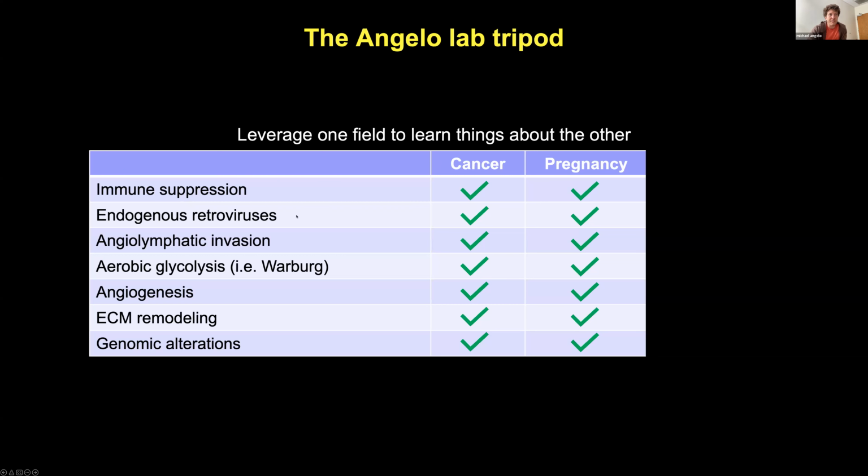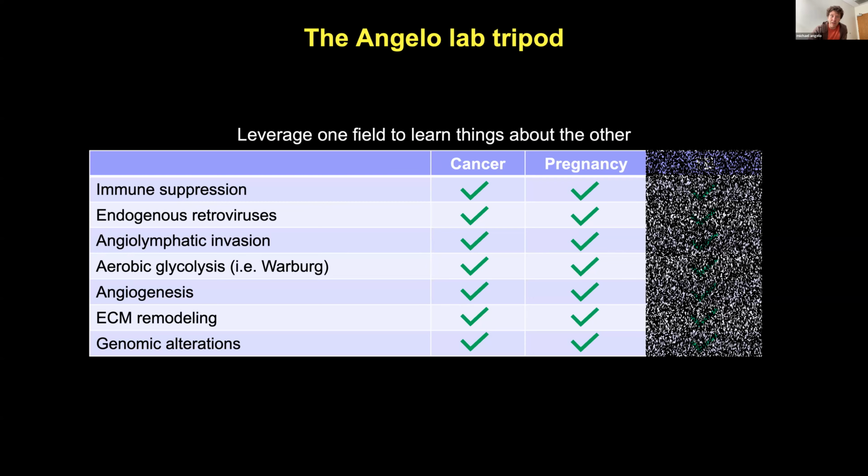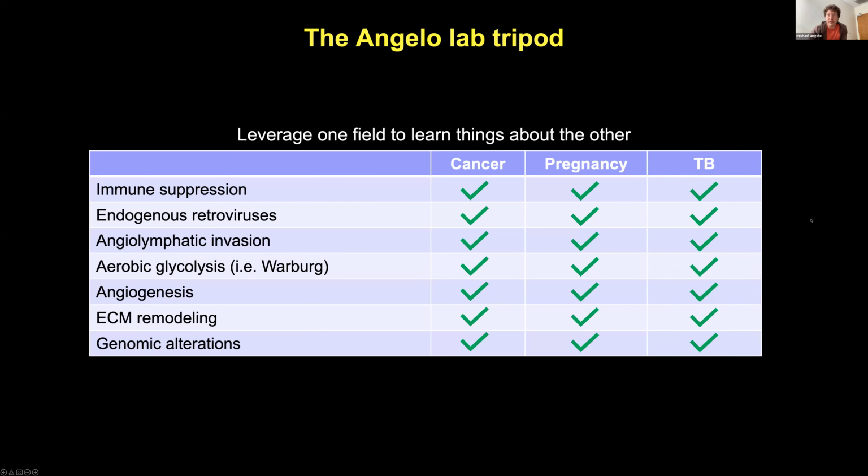For instance, there are many instances where immune suppression is coupled to angiogenesis and also to hypoxic signaling. When we see this over and over again, coupling between these different aspects of cancer that in a vacuum don't really make sense, it can make a lot of sense when you think about it in terms of establishment of the maternal fetal interface. And remarkably, we also see these things in tuberculosis.